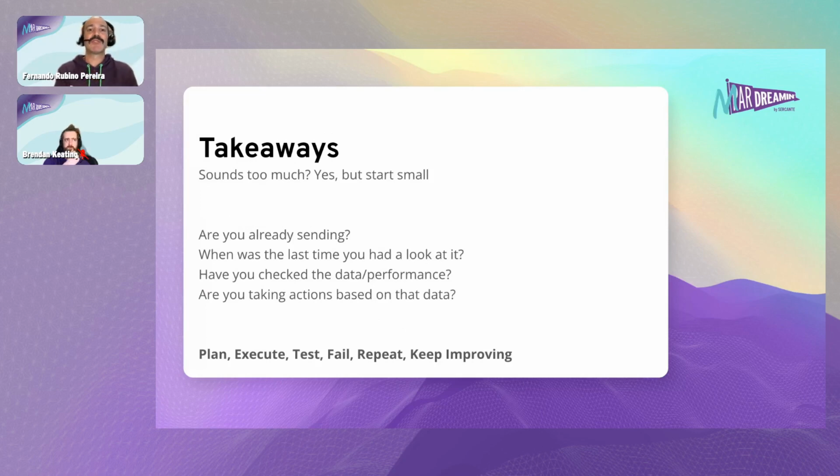Yeah, it might sound like a bit too much, but start small. Also start smart. Maybe just one email to start, and then in the next month you add a second email. If you're already sending, when was the last time you had a look at it? Are you following the KPIs, or are you constantly updating the content? Have you checked the data and the performance? Is your journey really improving monthly? Or are you taking actions based on data or based on your assumptions? So my final tip to you is plan, execute, test, fail, repeat, but always keep improving your welcome journey.